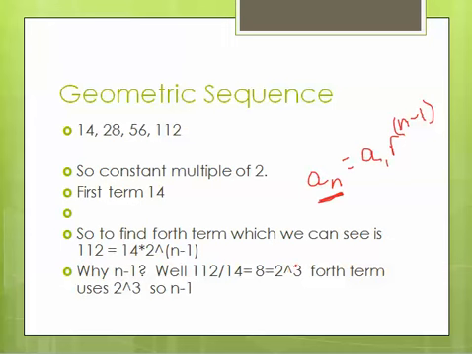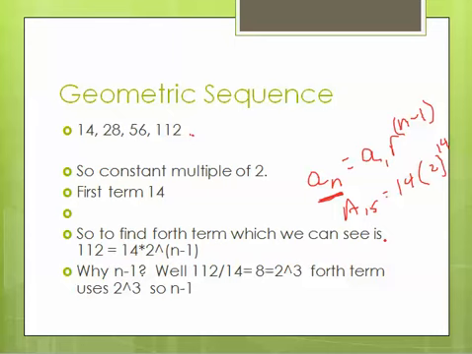So if I wanted to find the 15th term in this particular sequence that we're talking about right here, a sub 15 would be equal to 14 times 2 raised to the 14th power. Now, I cannot do 2 to the 14th power in my head. I have to use a calculator. 2 raised to the 14th power is 16,384.